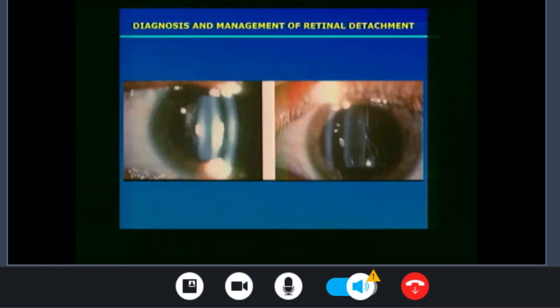So when you put the child on a slit lamp, then focus behind the lens, you can see fine vitreous fibrils and optically empty vitreous. And this is again another one of the important features for Stickler.